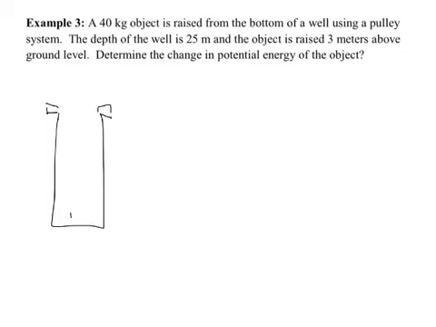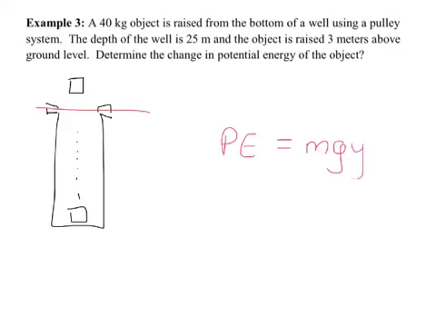Okay, here's the object at the bottom of the well. It gets lifted up until it's about 3 meters above ground level. So here's ground level. Let's draw ground level. It gets lifted up until it's about 3 meters above. So in this problem, if we think back to our formula we just looked at a moment ago, we have PE is equal to mgy.